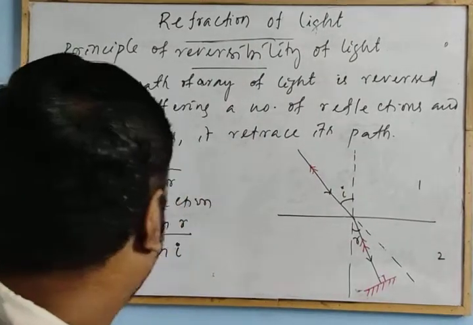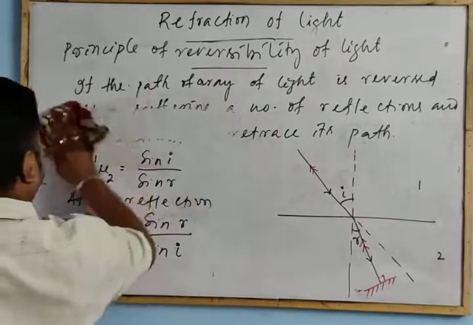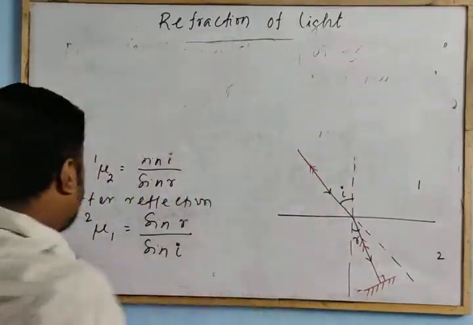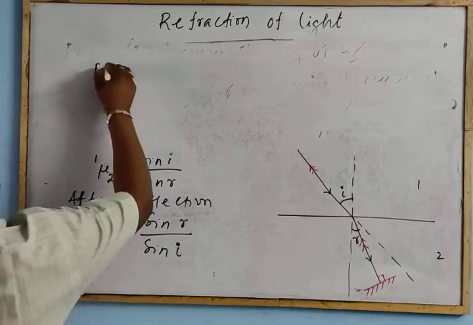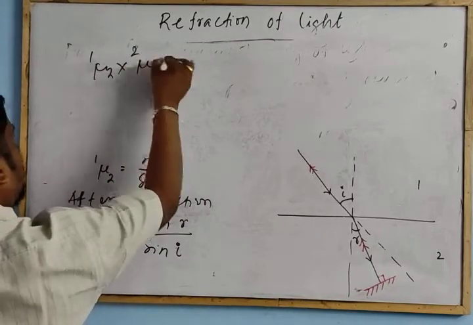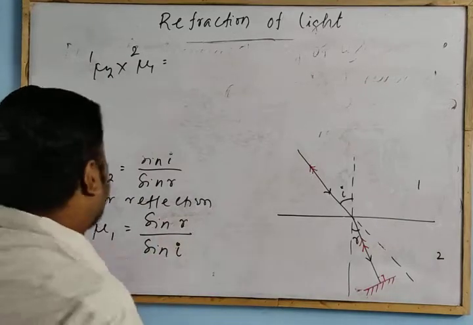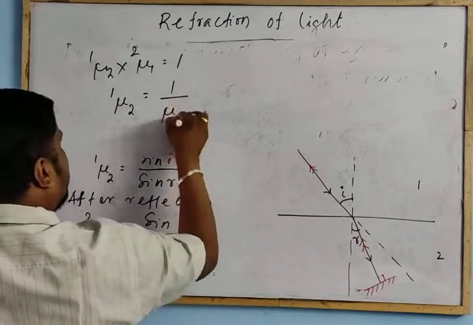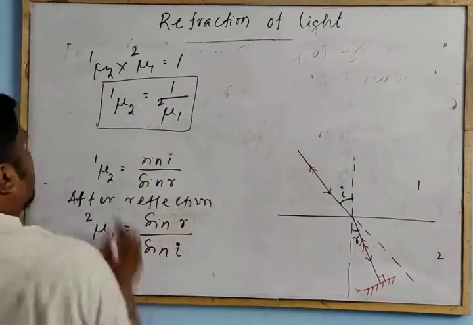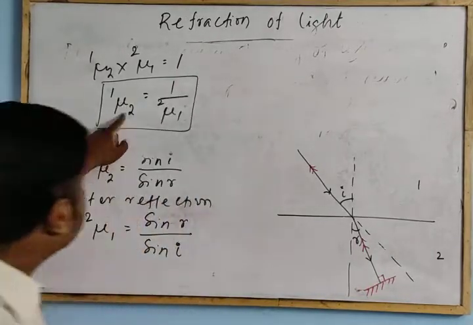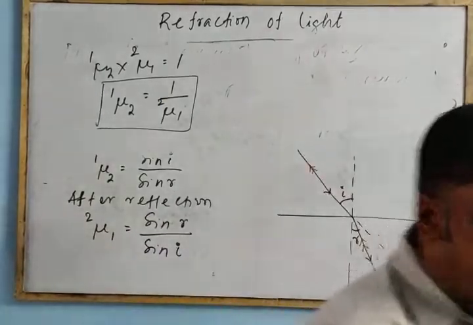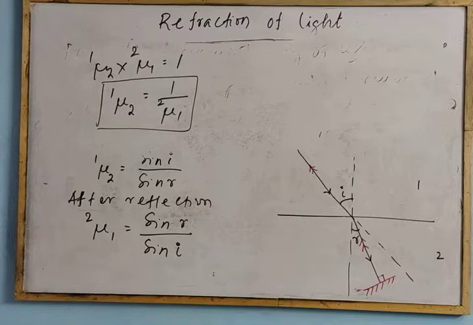Now multiply these two: mu 2 1 into mu 1 2. What will we get? Sin i cancels, sin r cancels. So we get 1, or mu 2 1 is equal to 1 by mu 1 2. This is the principle of reversibility. The refractive index of the second medium with respect to the first medium is equal to the reciprocal of the refractive index of the first medium with respect to the second medium. So this is your principle of reversibility.